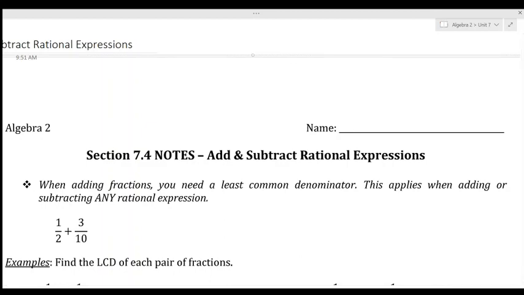Good morning, Algebra 2. We're going to get started in section 7.4, which is adding and subtracting rational expressions. Okay, so we're going to be adding and subtracting fractions. So don't freak out. Today's video might be a smidge long, but just make sure you're paying attention, and I'm really just trying to make sure you understand what's happening.